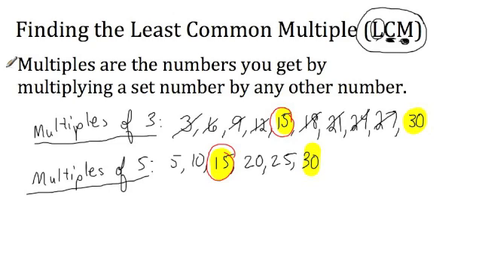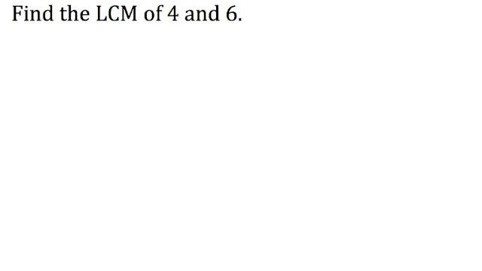Let's use this idea to take another example. Let's find the least common multiple of 4 and 6. We're going to employ the exact same strategy. We're going to create 2 lists. We're going to first list the multiples of 4, and then we're going to list the multiples of 6. Here will be the multiples of 4, and these will be the multiples of 6.